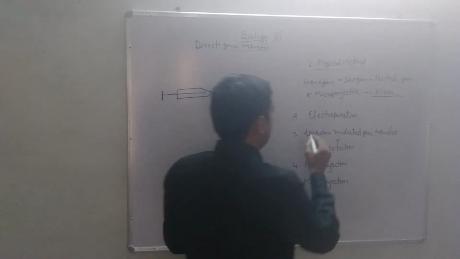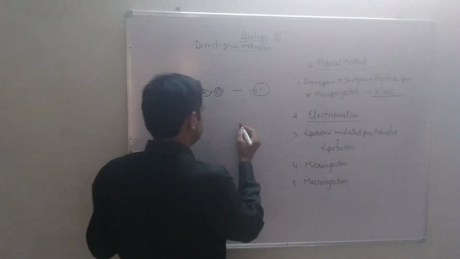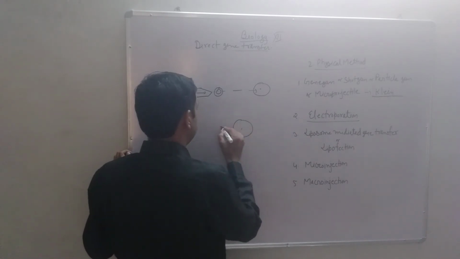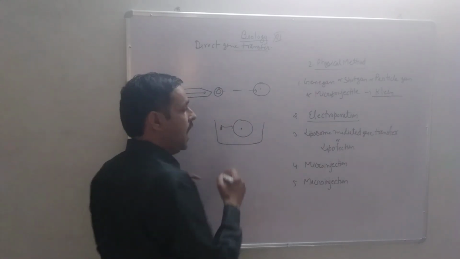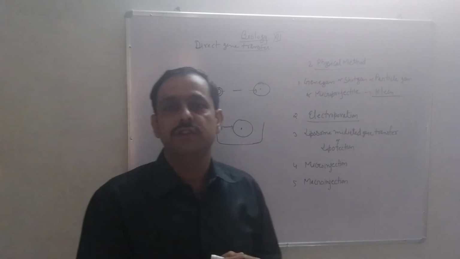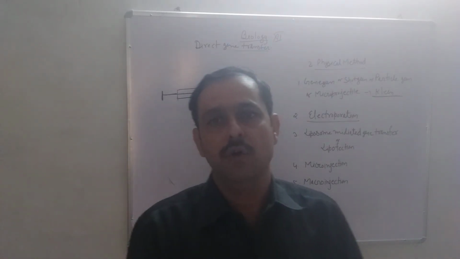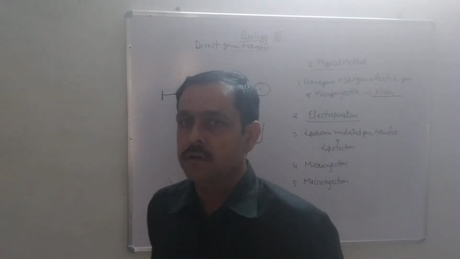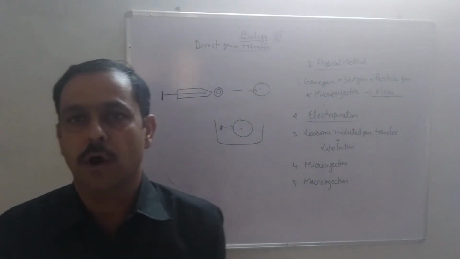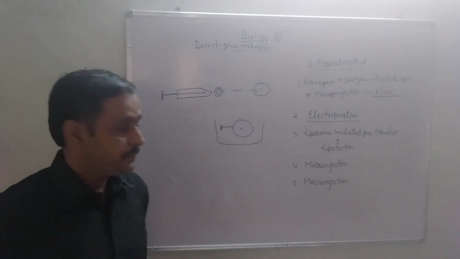Now next, electroporation. Whenever we want to transfer a desired gene into a particular cell, then we give high voltage to this cell for a nanosecond. Then the cell can be pored in many places.